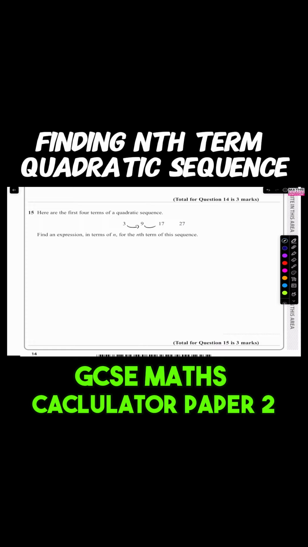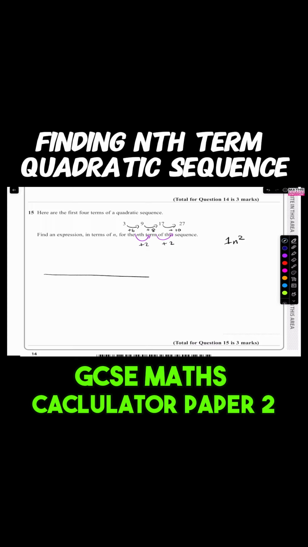So I find the difference between each one, and the difference here is +6, +8, +10, and then the differences have a difference. All right, so the differences have a difference. They are 2 and 2. All right, now the moment you get your difference, you half it, so it becomes 1, and you write 1n squared. Of course, we don't need that 1 there, which I'm going to get rid of later on.